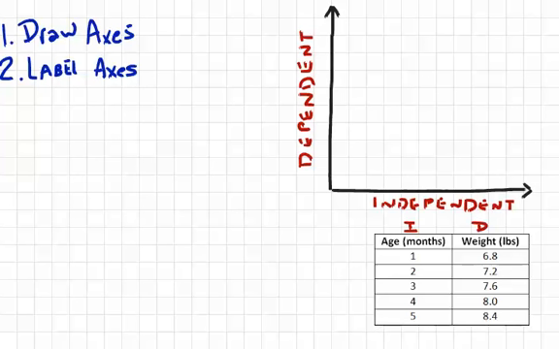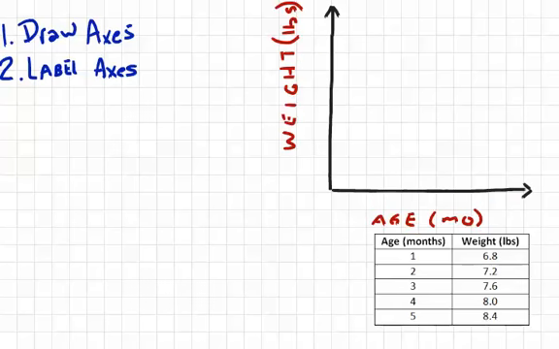So the independent variable, unless there's a specific reason to do otherwise, will always go on the horizontal axis, and the dependent variable goes on the vertical axis. So as we label these axes with our independent variable, age in months on the horizontal and weight in pounds on the vertical. Notice the way it's labeled: the variable, and then in parentheses you've got the unit.